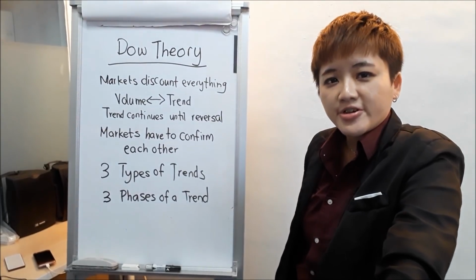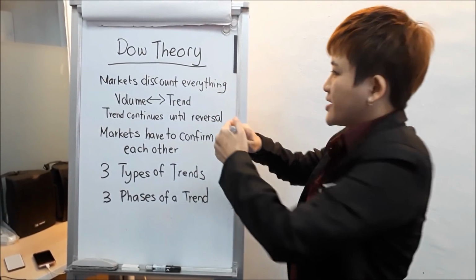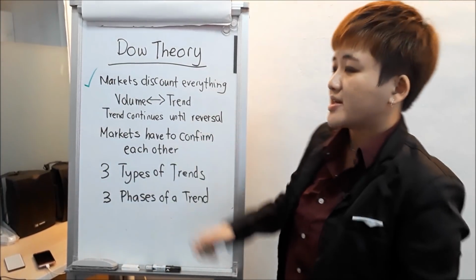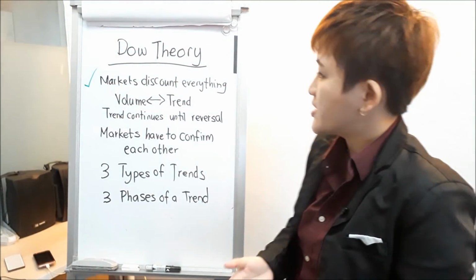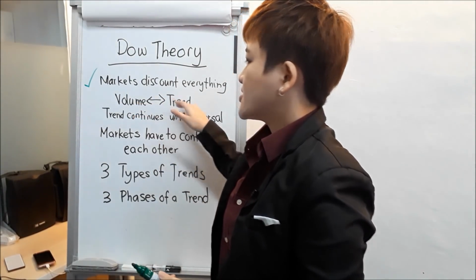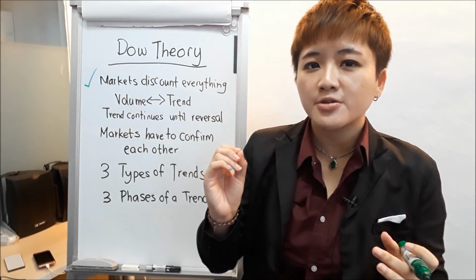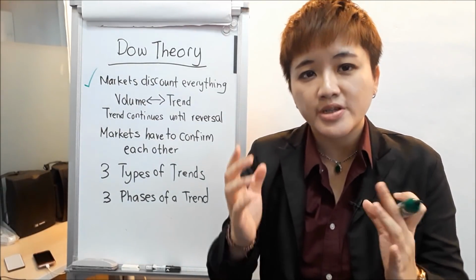So what is Dow Theory all about? There are 6 main pointers. This one I already talked about, so we are not going to cover that. The second thing is volume has to confirm trend, and if you are a stock trader, you would know that volume is very important. This theory says that when the market goes up in the direction of a bullish trend, the volume is going to increase.